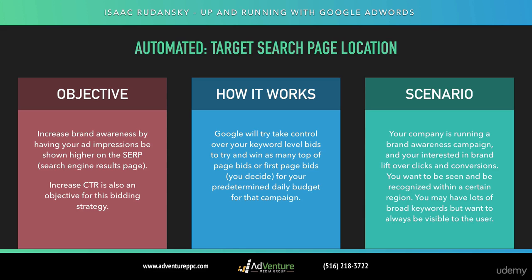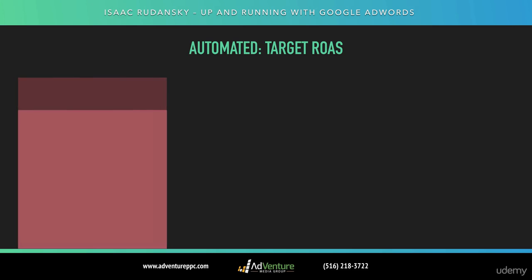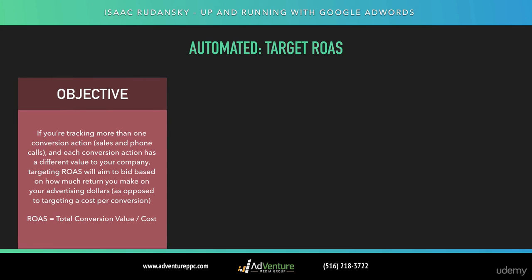So the next bidding strategy we're going to talk about is target ROAS, targeting a specific return on ad spend. If you're confused about what ROAS is, return on ad spend, we're just going to gloss over it now and touch upon it briefly, but we're going to get into it in much more detail with some whiteboard videos and lots of numbers and a lot more clarity later on.